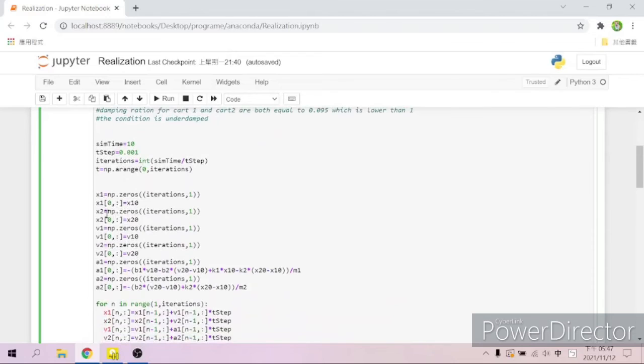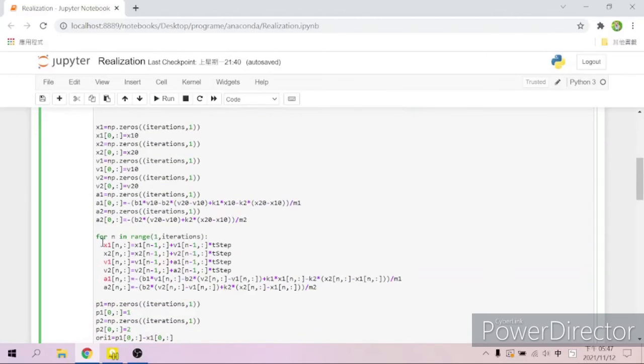Then I initialize the arrays of displacement, velocity, and acceleration for cos 1 and cos 2 and set the data for them. The most important part is the formula of acceleration. It's the key of this program.